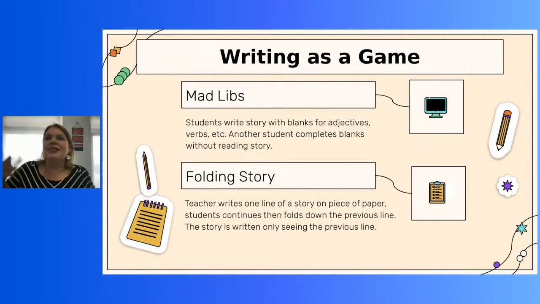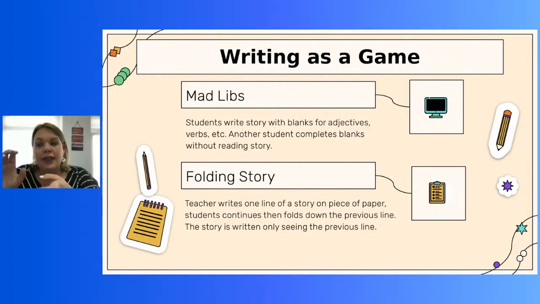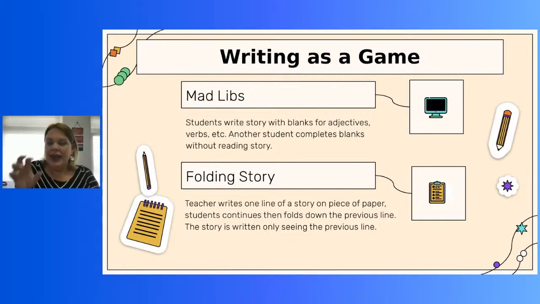Mad Libs is something that's existed for years, but it's still a lot of fun. Now there's an online version, of course, but what you have students do is essentially create a short story about anything, right? And in the story, they leave spaces for an adjective or a verb or a noun, different parts of speech, okay? So they're writing the story, for example, one day John went to a blank adjective park, yeah?